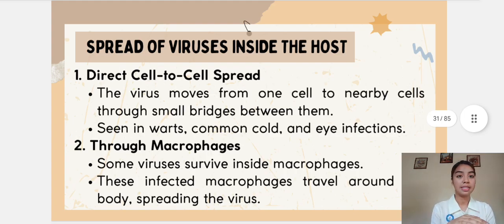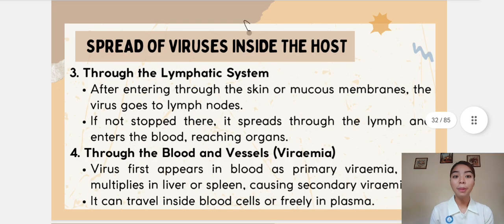Next we have spread through macrophages. Some viruses survive inside macrophages. Basically, these macrophages are immune cells that are supposed to be eating or cleaning up these viruses in our body. But some of the viruses are clever, so they survive inside the macrophages, and instead of dying inside, they even use those macrophages to spread throughout the body. So it is sad.